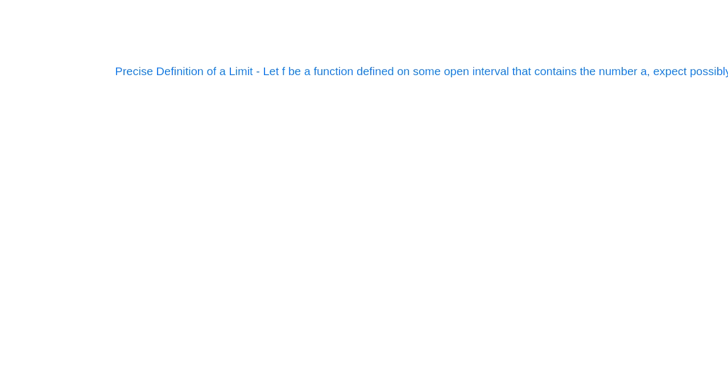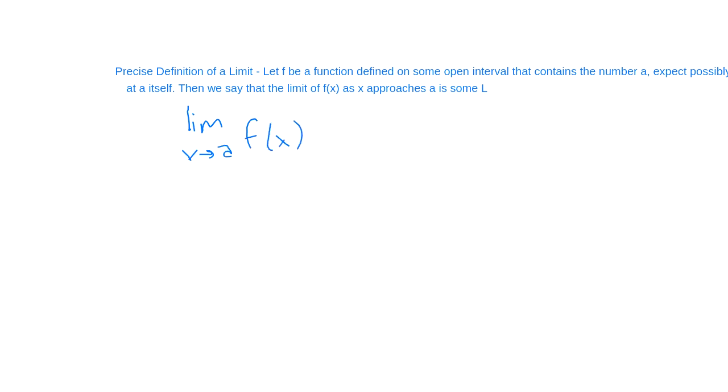Then we can say that the limit of our function f as x approaches A is some L. So essentially what we're saying right here is that we have some limit as x approaches A of f of x equals some value L. But we're now adding a caveat to that.